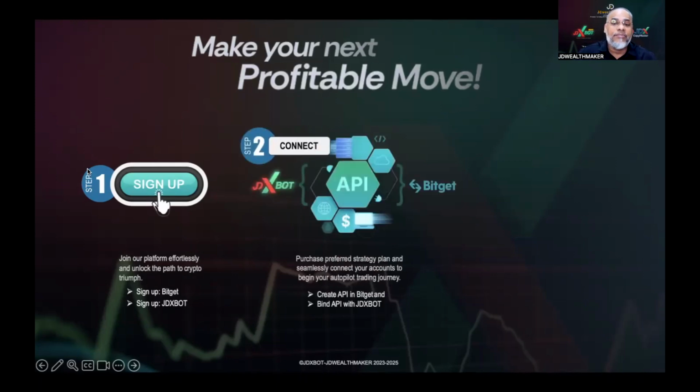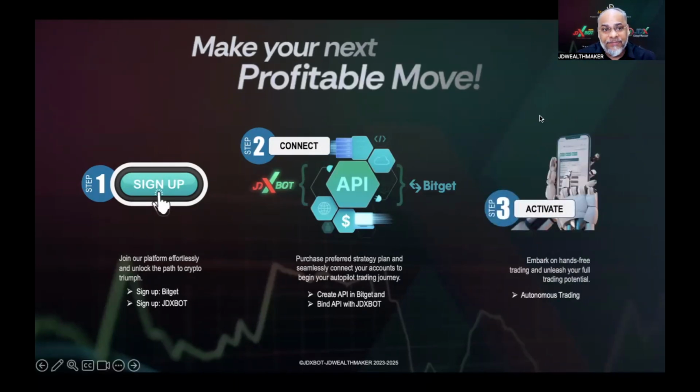Once you sign up, you have to connect the API between Bitget and JD Expert. You have to create your API in Bitget, and then bind your API with JD Expert, and then make sure you fund all your accounts and meet all the requirements, and then your bot will be activated. It is 100% autonomous, no human intervention required.